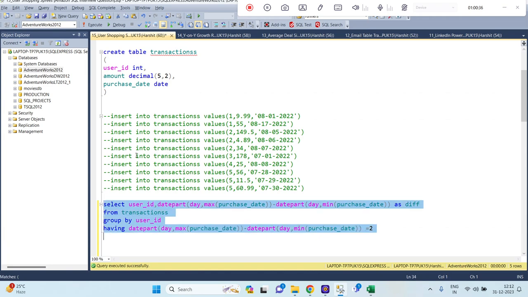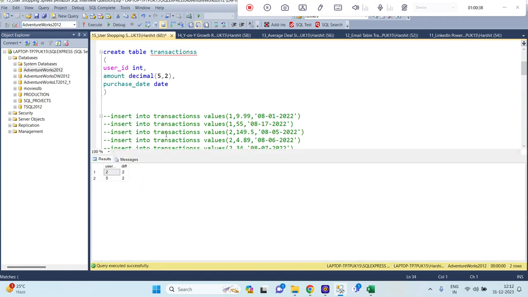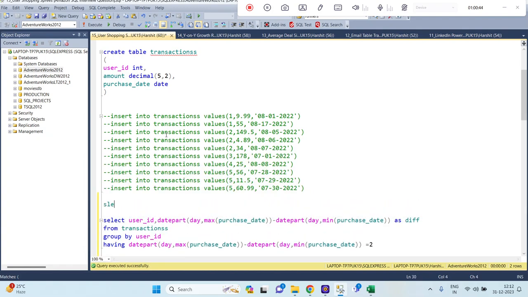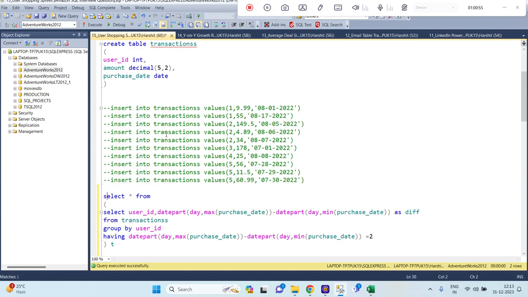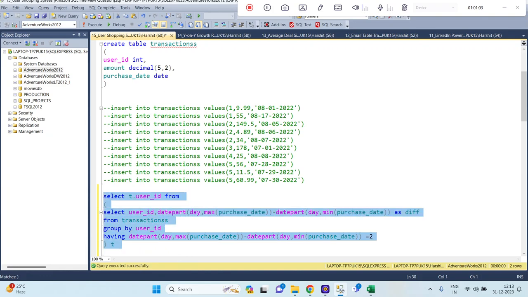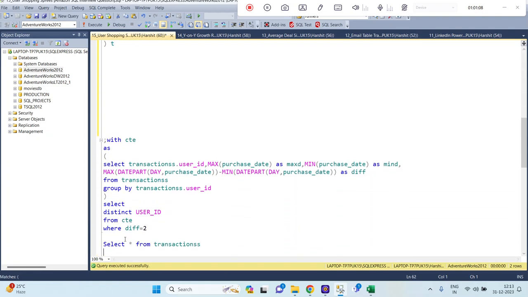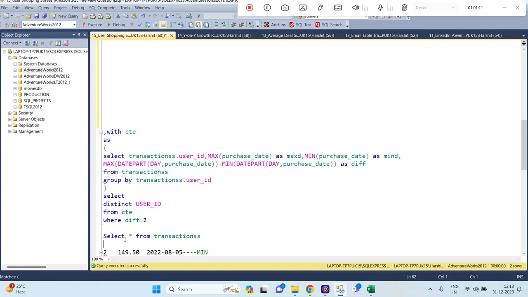Now what can I do? I want 2 and 5 only, right? I don't want the simple thing. Select star from city also we can use, but now I only want user ID. Sir, the date difference function can also be used. Yeah, the date difference function also we can use. Now 2 and 5 is coming, right? In the below part I have used date part only.